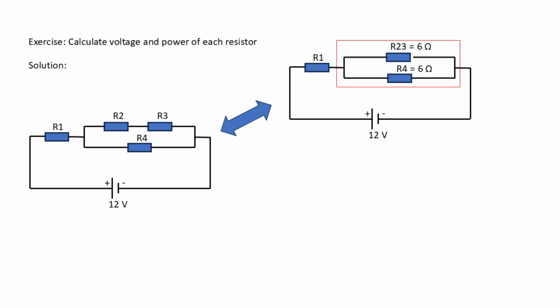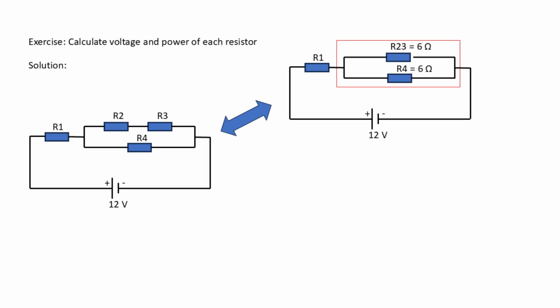Next, we move to the parallel section of the circuit, where R4 is connected in parallel with the equivalent resistor R23, which we previously calculated as 6 ohms. In a parallel connection, both branches share the same voltage, but the current splits depending on the resistance of each branch. Lower resistance draws more current, while higher resistance draws less.